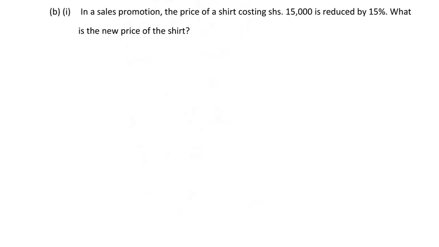Part B of the question for Roman 1: in a sales promotion, the price of a shirt costing Tanzanian shillings 15,000 is reduced by 15%. What is the new price of the shirt? Okay, so this is the percentage problem. The new price of the shirt is going to be 15,000 minus 15,000 times 15 over 100.